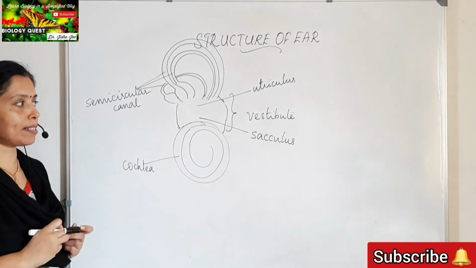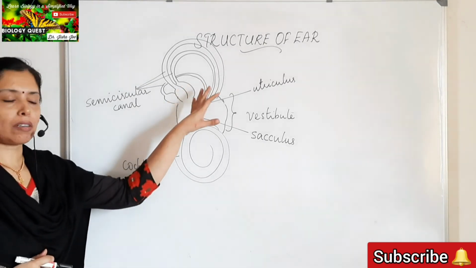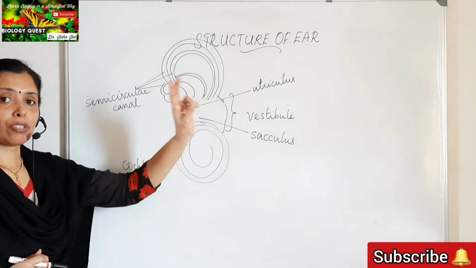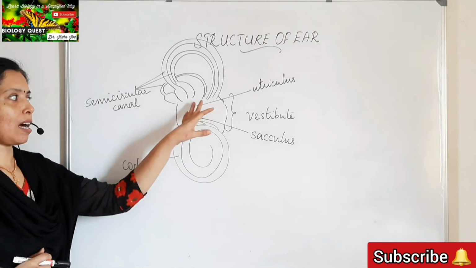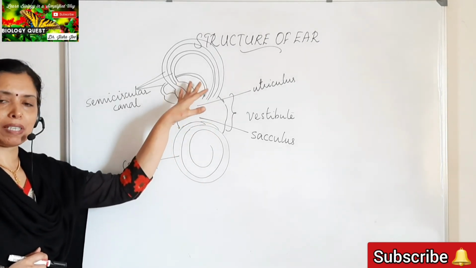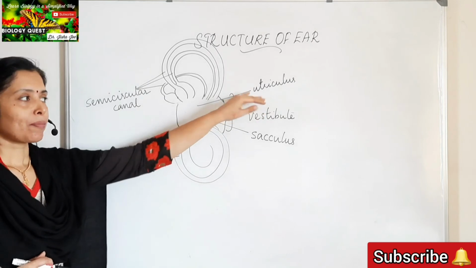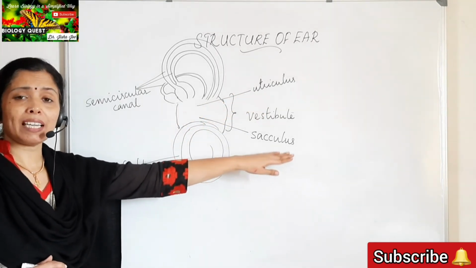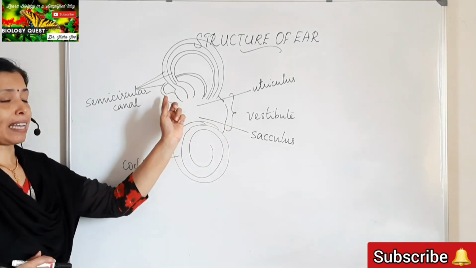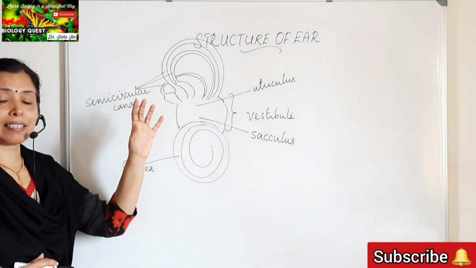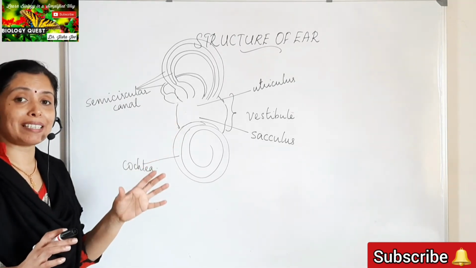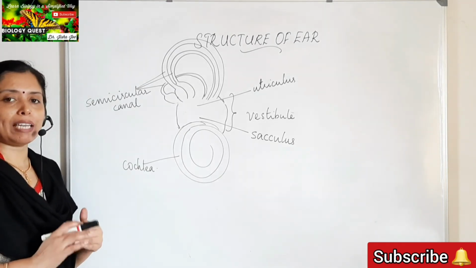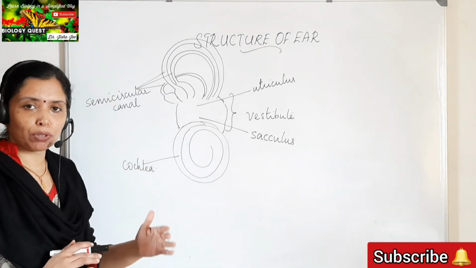vestibule. So the short stem which connects the semicircular canal with the cochlea is the vestibule, and the vestibule comprises two regions. The upper region, which is close to the semicircular canal, is the utriculus, and the lower region is called the sacculus. And as we have seen, inside the ampulla, sensory cells are present which provide dynamic equilibrium when our body is in motion.